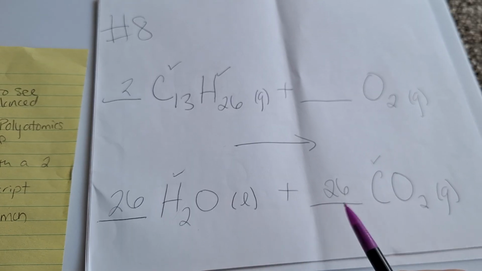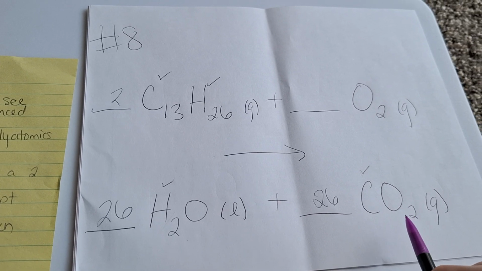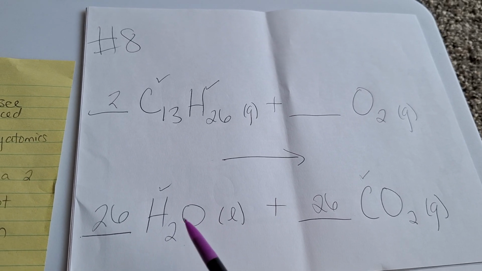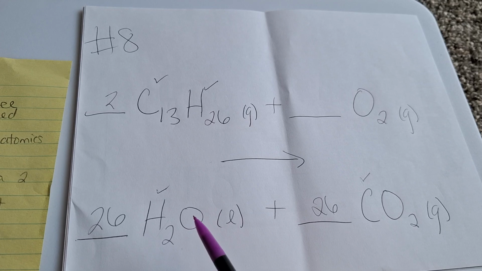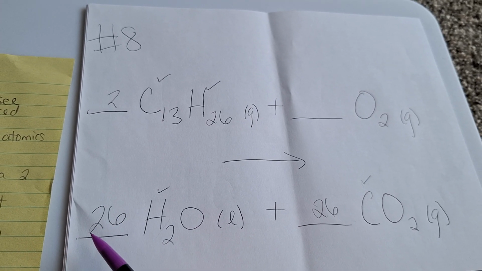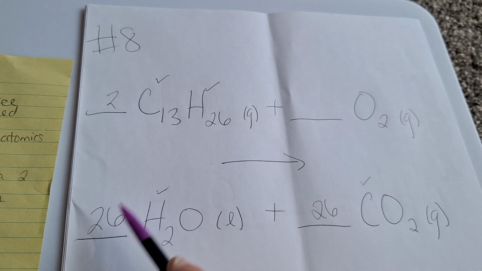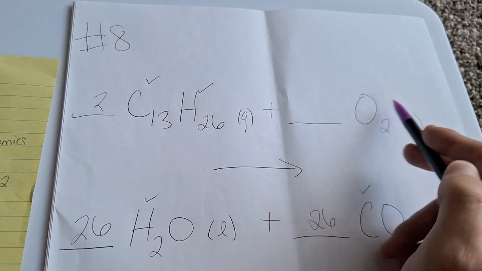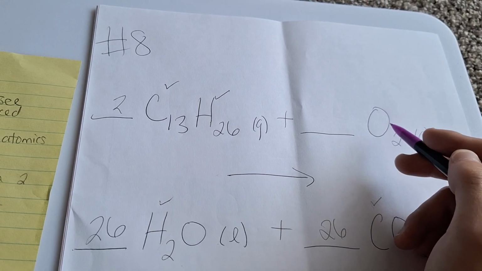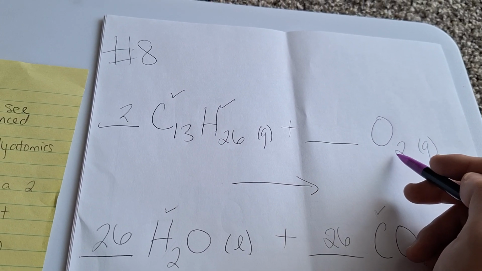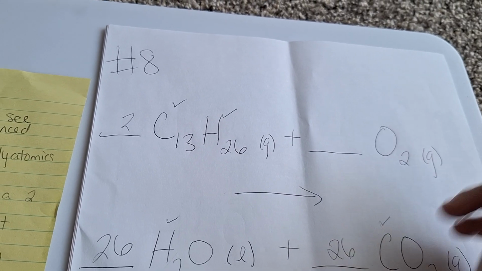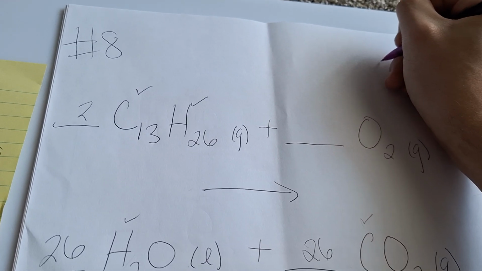Now we have the oxygens. So 26 times 2, 52, plus 26 times 1, so 52 plus 26, 78, right? Because 20 plus 52 is 72, plus another 6, 78. If we have 78 oxygens on the product side, now we need 78 on the reactant side. So what goes into 78 twice?